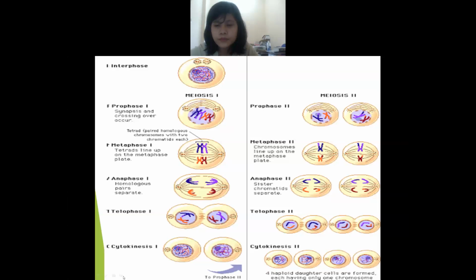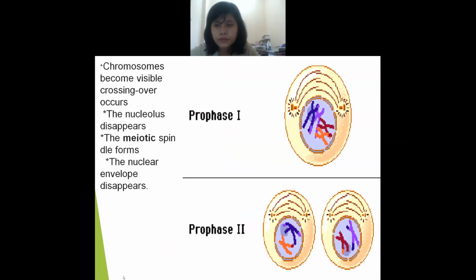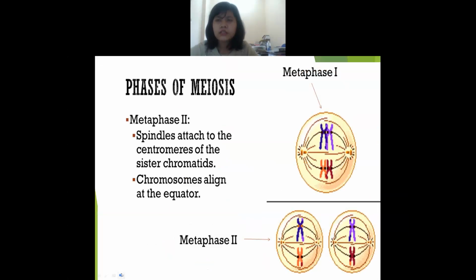Okay, so are you clear about prophase 1? Yes, ma'am. Okay. So next is metaphase 1. Metaphase 1 and metaphase 2, you will see that they are similar.